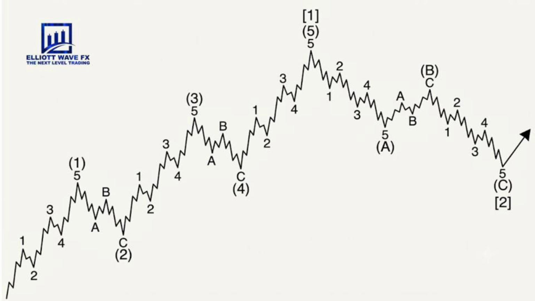Waves A and C may be smaller degree impulsive waves, consisting of 5 sub-waves. This is because they move in the same direction as the next larger trend, i.e. waves 2 and 4 in the illustration. Wave B, however, is always a corrective wave, consisting of 3 sub-waves, because it moves against the larger downtrend. Within impulsive waves, one of the odd-numbered waves, usually wave 3, is typically longer than the other 2.